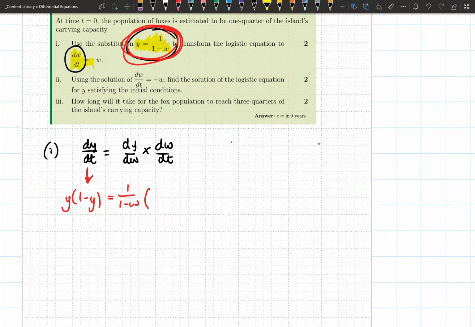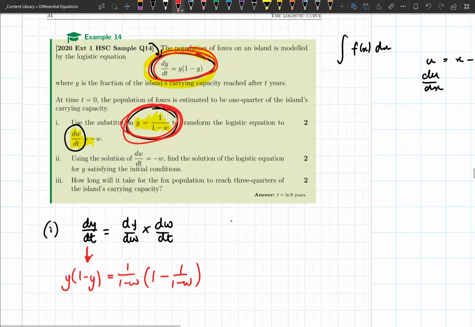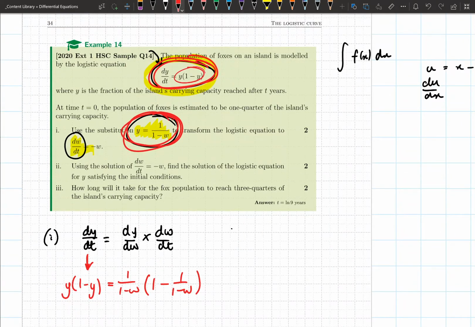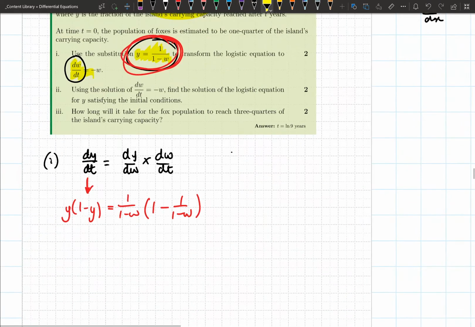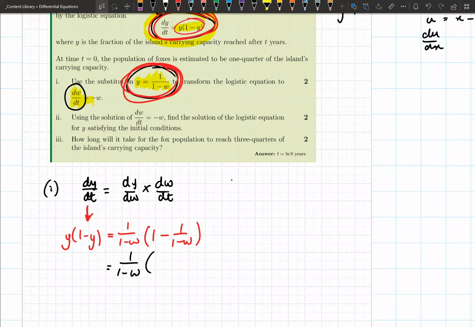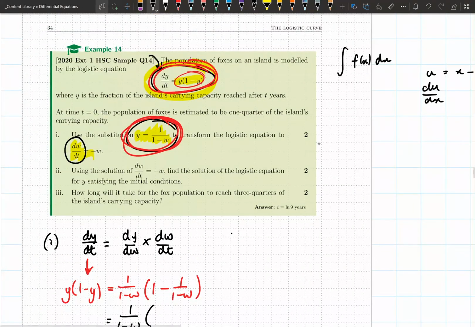And hopefully, at the end of this, you'll be like, oh okay, I can see how this works. So notice here, I'm just substituting this 1 over 1 minus w into this here. Are you cool with that? Yes. Let's just rearrange this. So this becomes 1 over 1 minus w times, what will this fraction become? Why is it 1 over 1 minus w? Because that's the bracket part of my original differential equation at the top. You see here, it's y times 1 minus y.